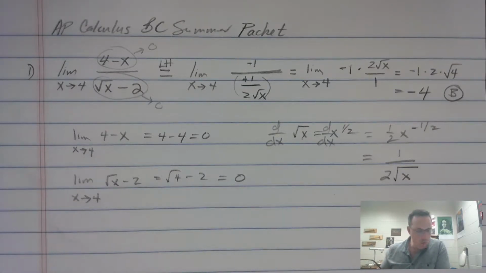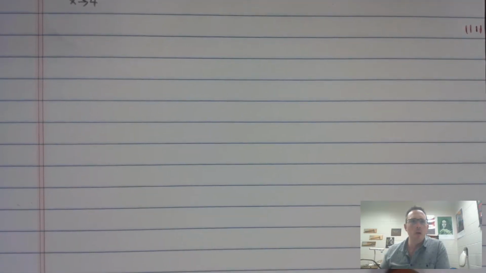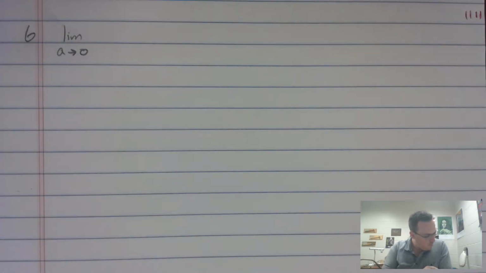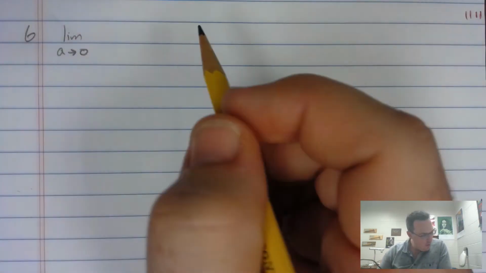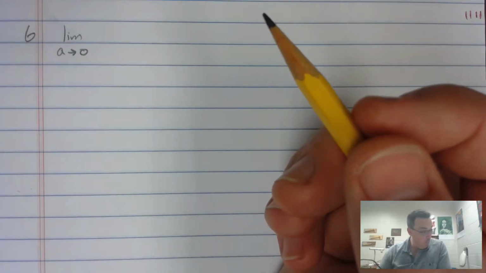Okay, the next problem I'm going to look at is quite a bit more challenging than number 1. Let's go ahead and take a look at problem number 6. Problem 6 says find the limit as a approaches 0 of the y-intercept of the line normal to the parabola y equals x squared at the point a comma a squared. So let's just translate that.